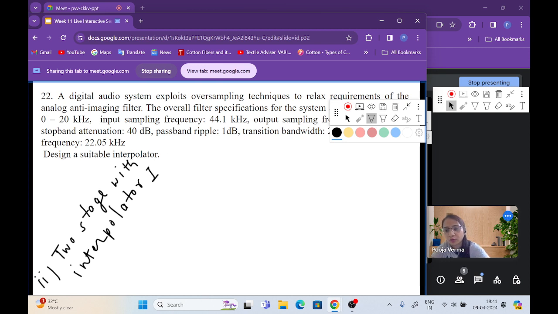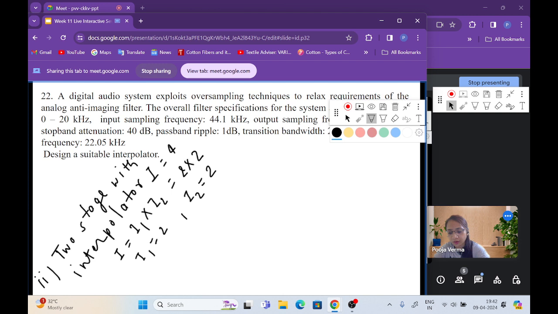So what we need to do here, I is equal to 4. So for two stage we have to divide it into two terms. So that can be 2 into 2. That means I1 is equal to 2 and I2 is equal to 2. Right?